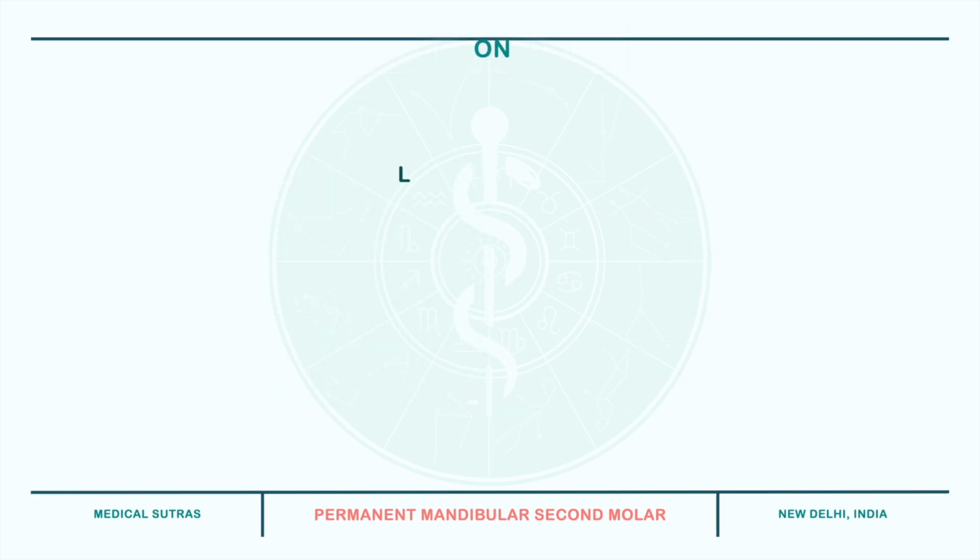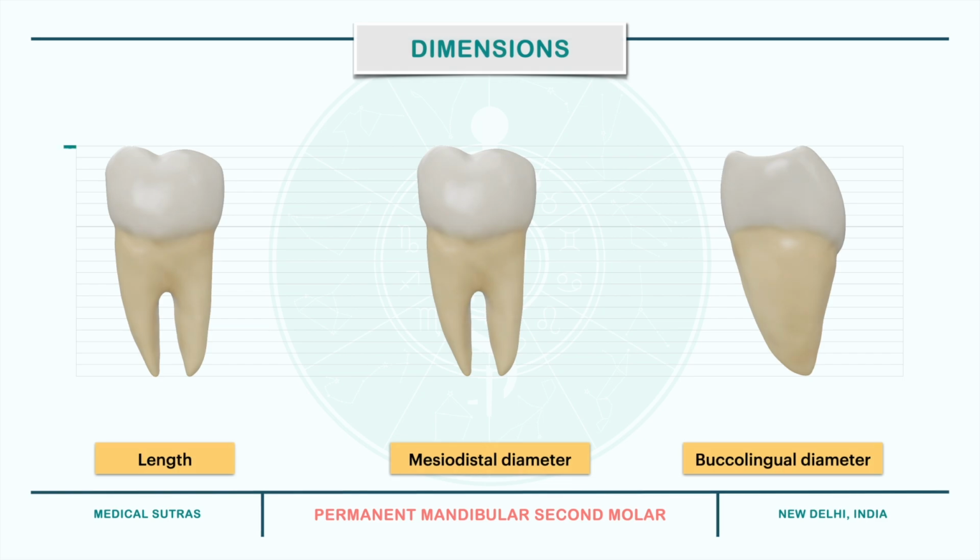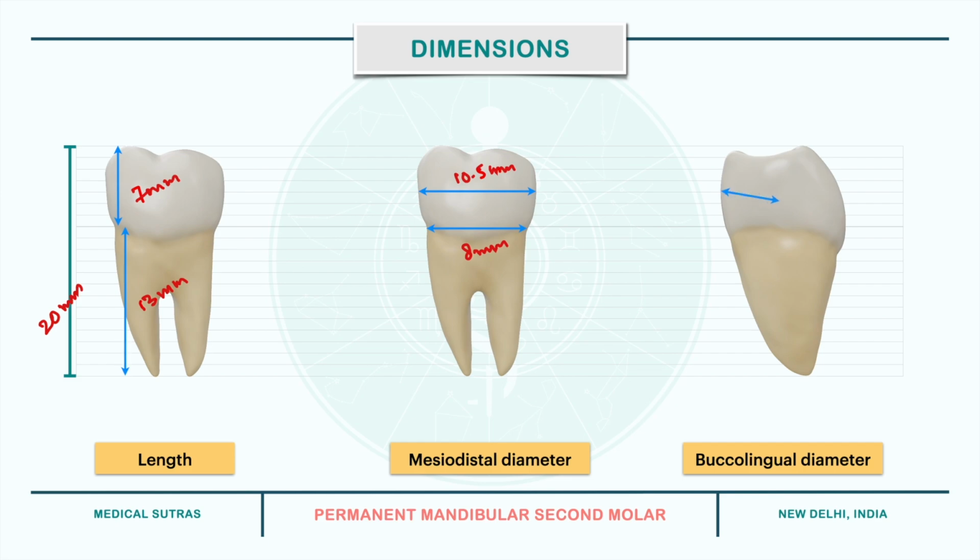Next, we will look into the dimensions of the tooth. The overall length of the permanent mandibular second molar is around 20 mm, of which the crown is around 7 mm long and the root length is 13 mm. The mesiodistal diameter of the crown at the crest of curvature is 10.5 mm and at the cervix it is 8 mm. The buccolingual diameter of the crown is 10 mm at the point of maximum convexity and 9 mm at the cervix.